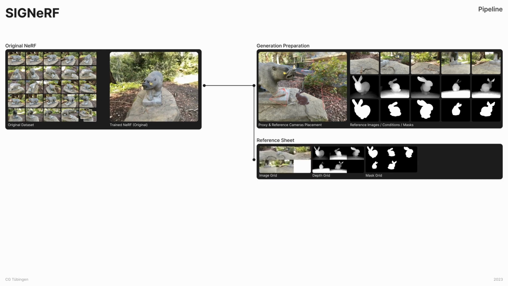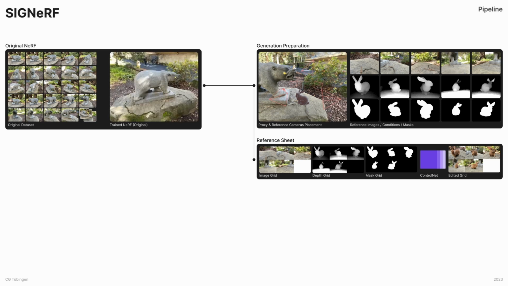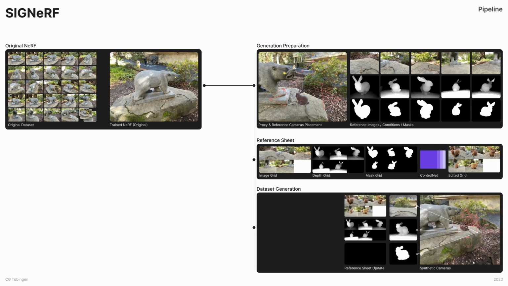Then we place these images in the corresponding image grids and use reference sheet generation to generate a consistent edited reference sheet. Importantly, this reference sheet acts as a preview of the to-be-generated object. Therefore, at this point, we can quickly iterate over multiple reference sheets and choose the one we would like to be generated. After choosing a reference sheet, the next step is to update the entire dataset.